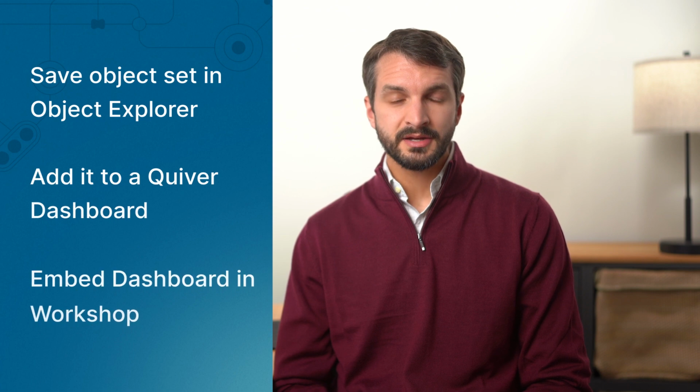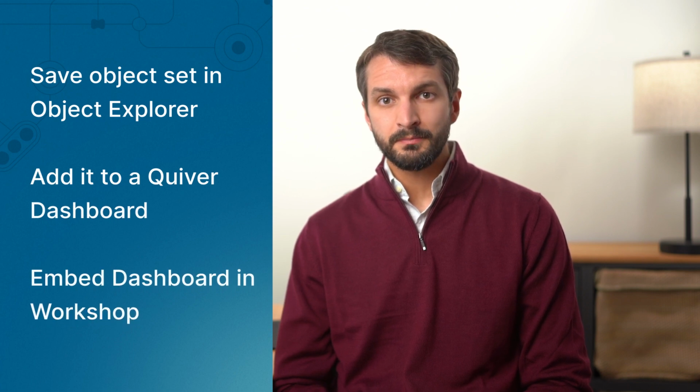First, we're going to create a saved object set in Object Explorer, then we'll add it to the Quiver dashboard, and finally we'll embed that Quiver dashboard in our Workshop application in order to gain access to the object set. I'll also cover what happens when the data behind that object set updates, as well as what happens when you change its logic. Let's head over to Object Explorer to get started.